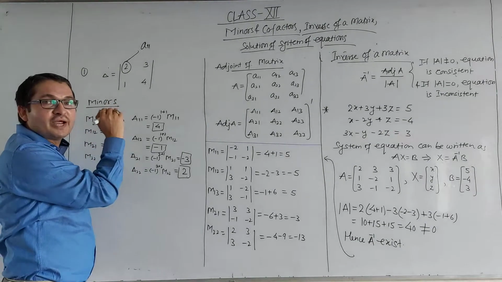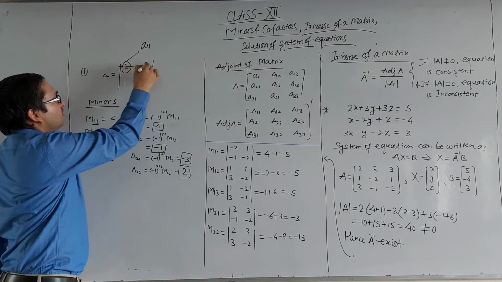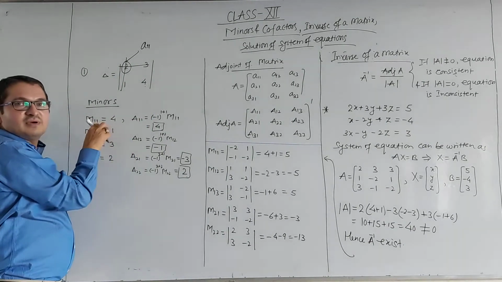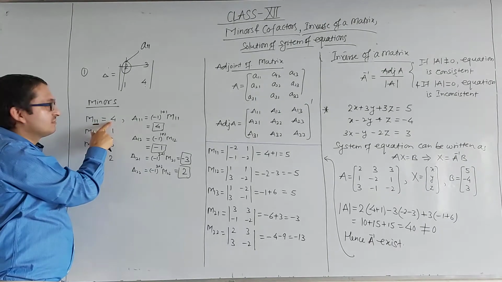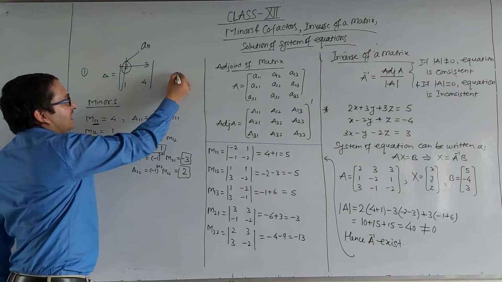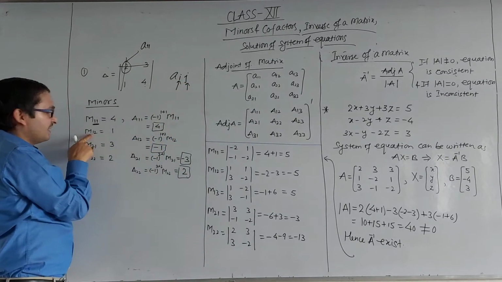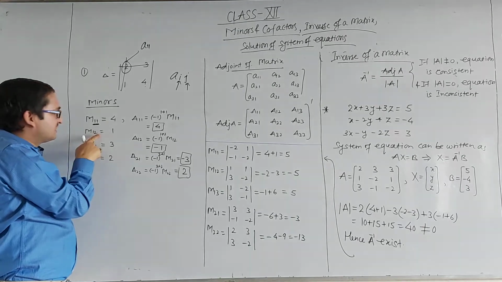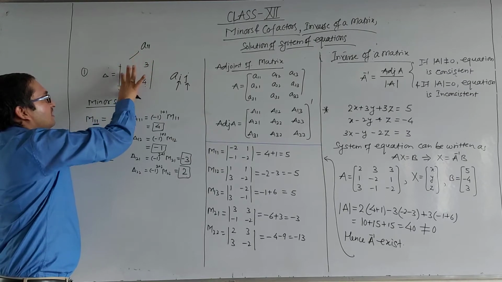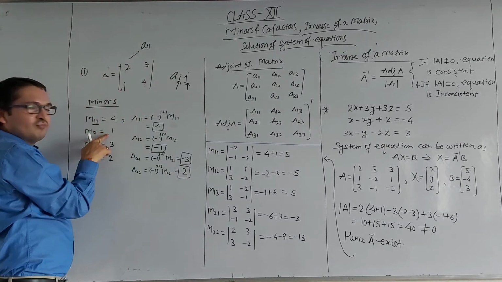To write the minor for first row, first column, you need to cover that row and column, or just cross it like that. Which element remains? 4. So 4 is M11. For M12, in Aij, i means row and j means column. The first index is the row, the second is the column, so first row and second column. If you cover first row, second column, you get 1. So M12 is 1.